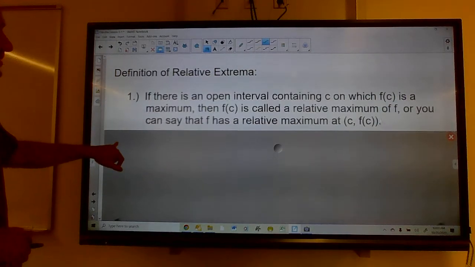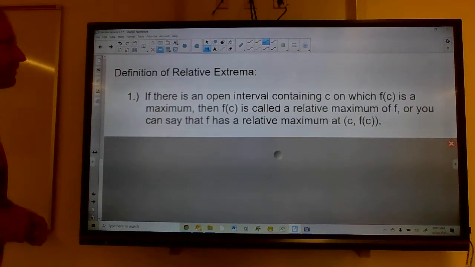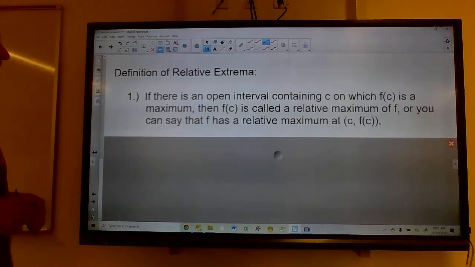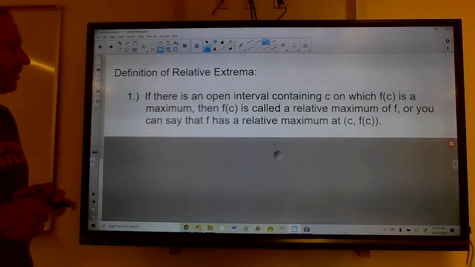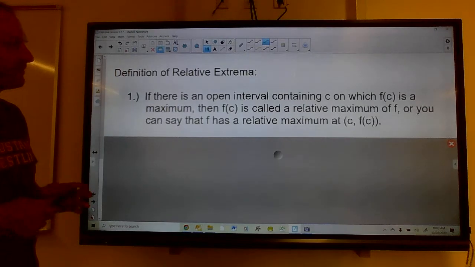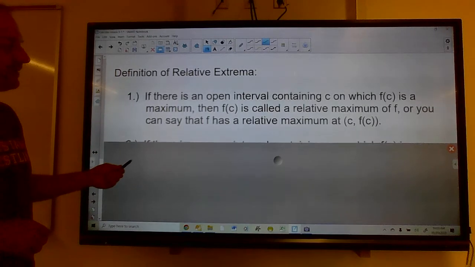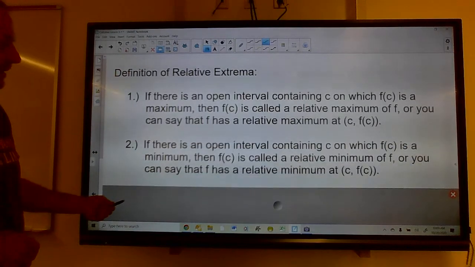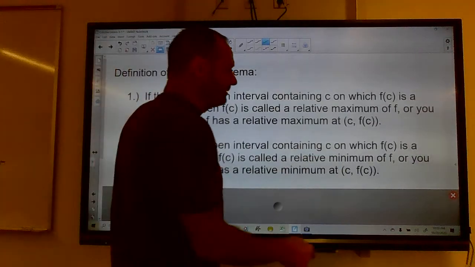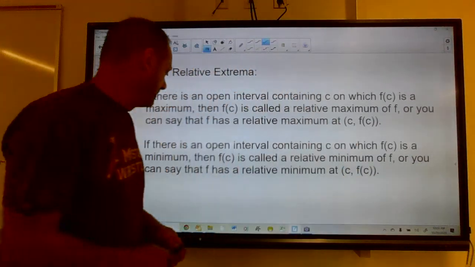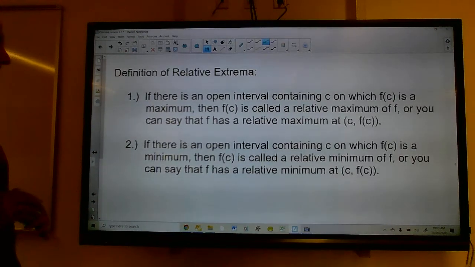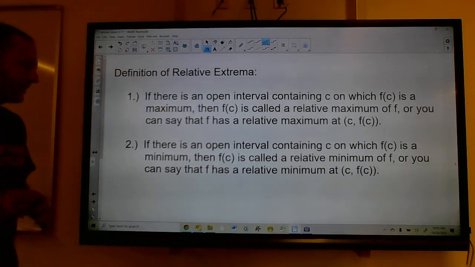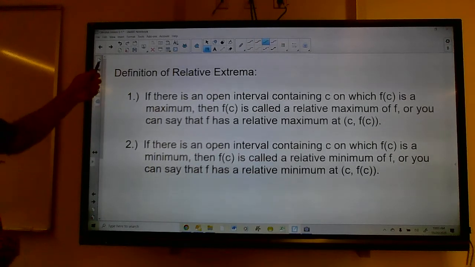All right, definition of relative extrema. If there is an open interval containing C on which f of C is a maximum, then f of C is called a relative maximum of f, or you can say that f has a relative maximum at the point (C, f of C). And it's the same thing. If there is an open interval containing C on which f of C is a minimum, then f of C is called a relative minimum of f, or you can say that f has a relative minimum at the point (C, f of C).